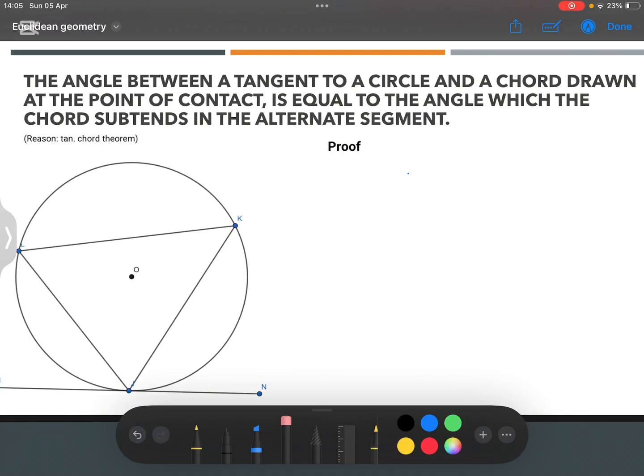So that simply tells us that the angle between the tangent and the chord, which is this angle, this is a tangent, this is a chord, is equal to the angle subtended by the very same chord at the alternate segment, meaning that it will be equal to this, right?